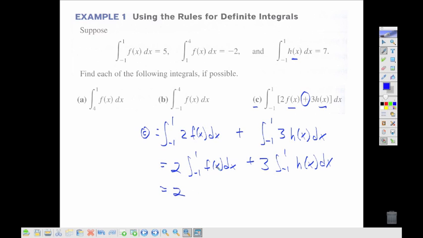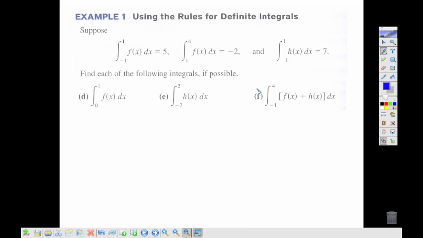And then we substitute the value. So for f of x going from -1 to 1, that would be 5. And for this one going from -1 to 1, we would get, for h, we get 7. That's going to give us a value of 31.